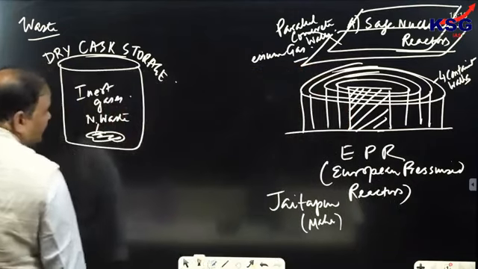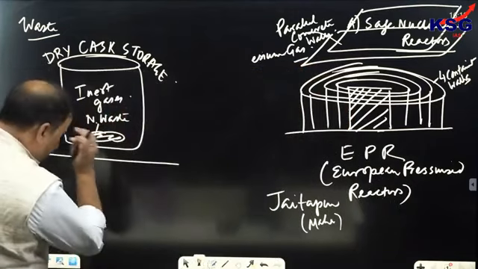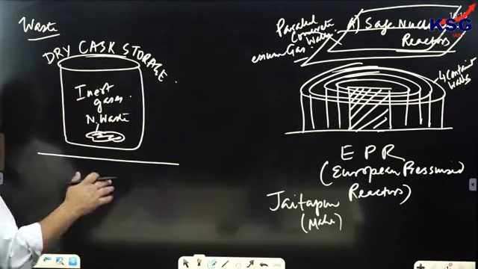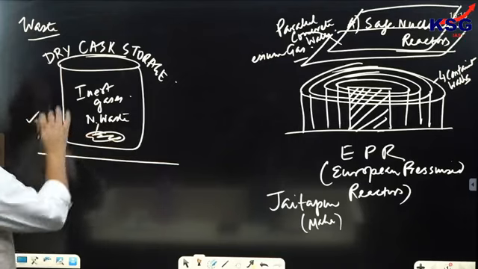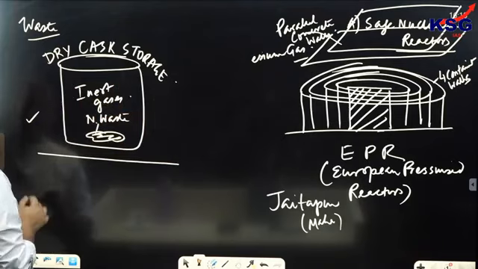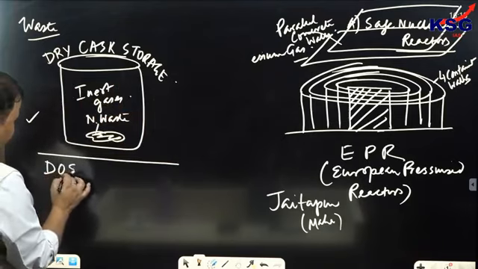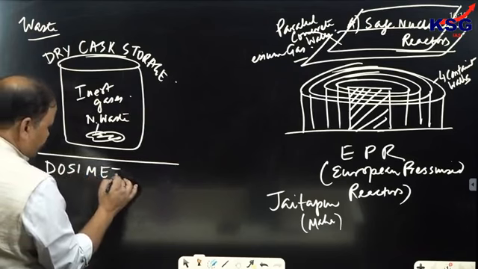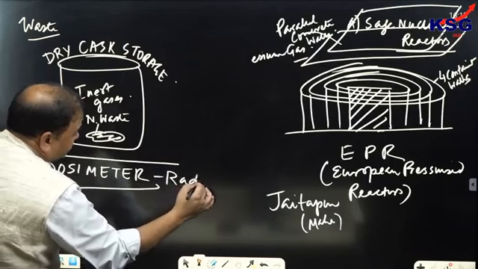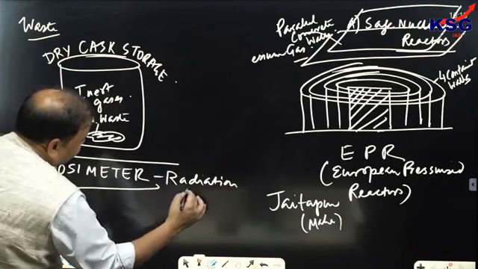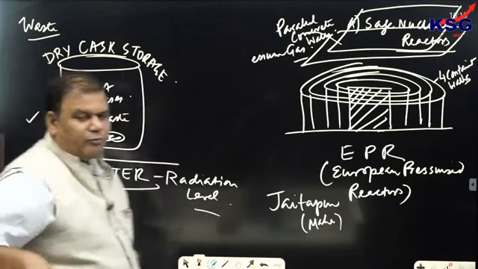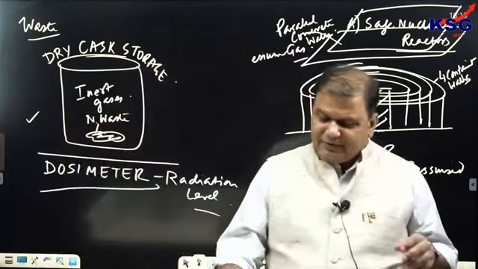Dry cask storage would be done. And this can be put inside and placed underground for the purpose of storage. Nothing will happen because it won't be reacting. And then we can use a device called a dosimeter. A dosimeter is to check radiation levels. If suppose the radiation levels increase, it means that a disaster is going to take place or already has happened.